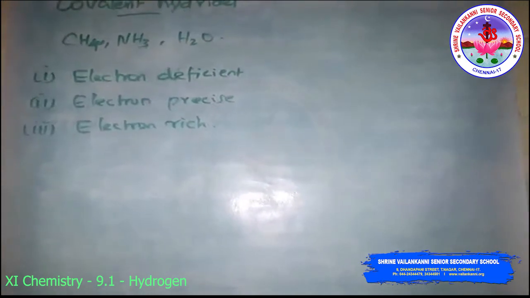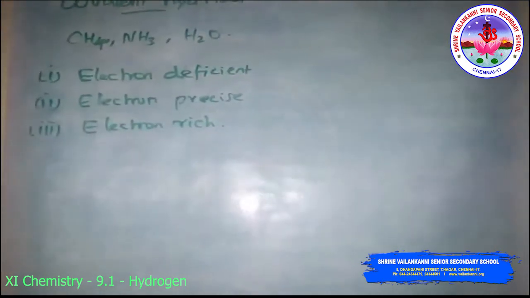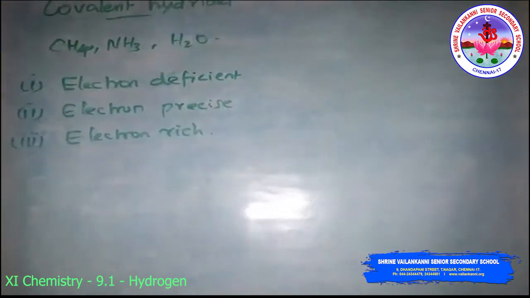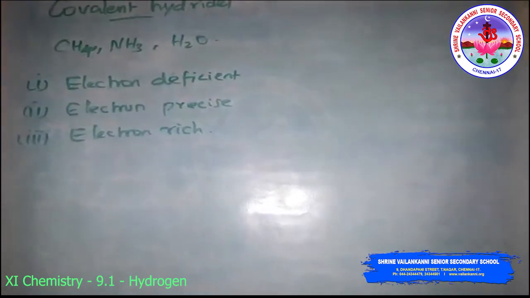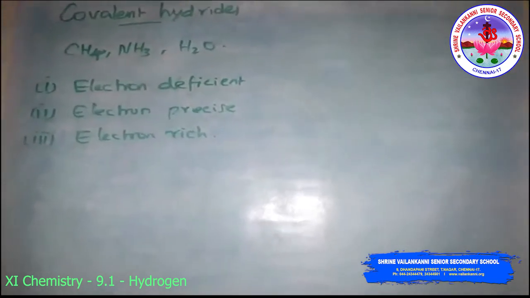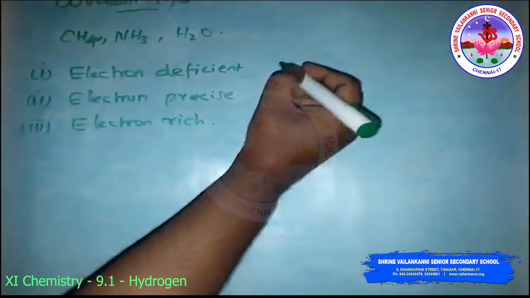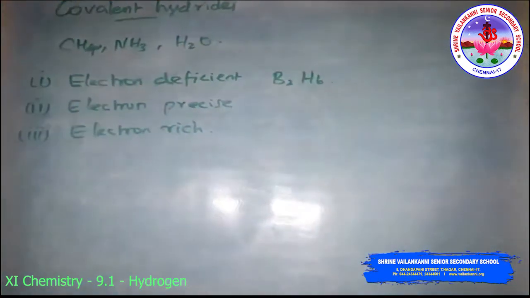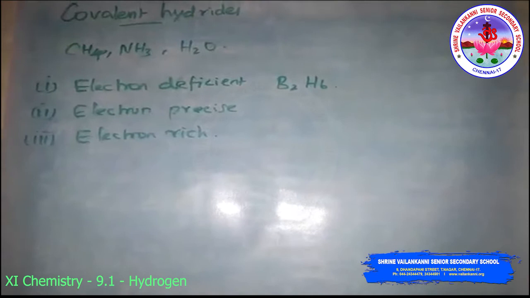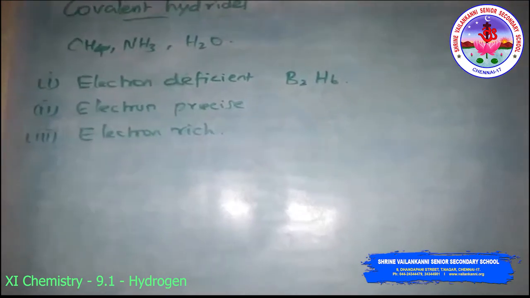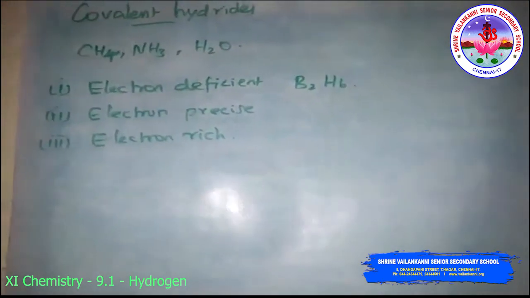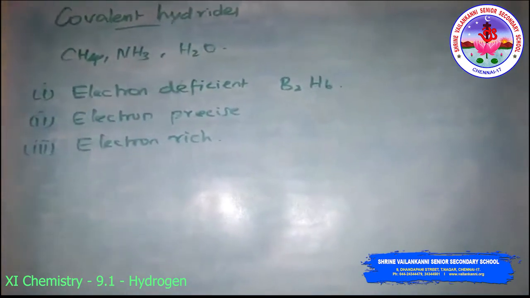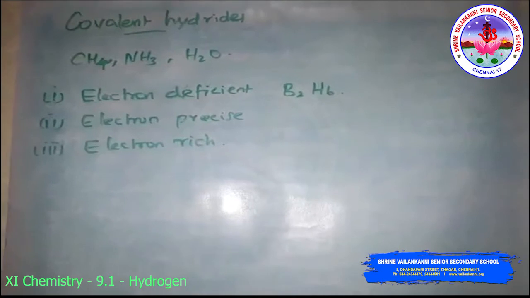The electron deficient hydrides, as the name suggests, have too few electrons for writing the conventional Lewis structure. Diborane, B2H6, is the example. In fact, all elements of group 13 will form electron deficient compounds, because they act as a Lewis acid, that is, an electron acceptor.